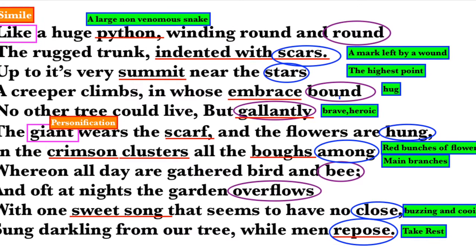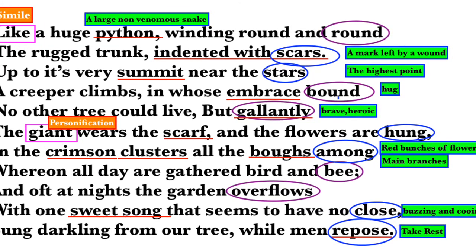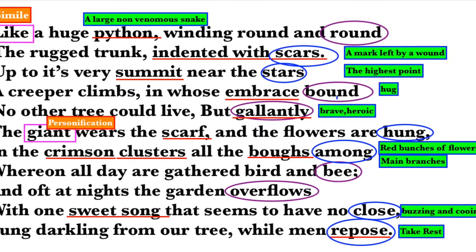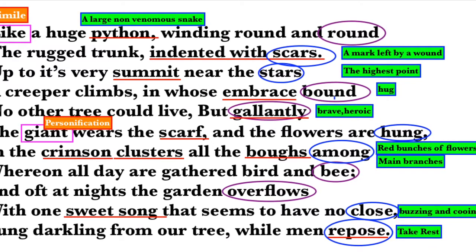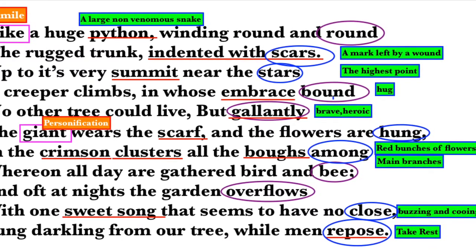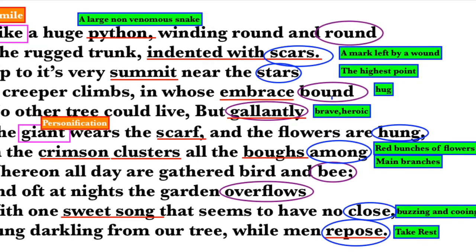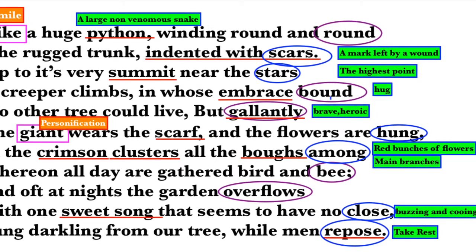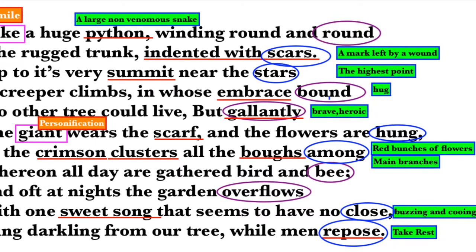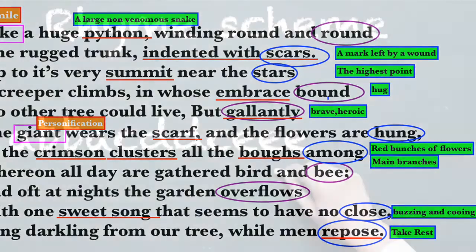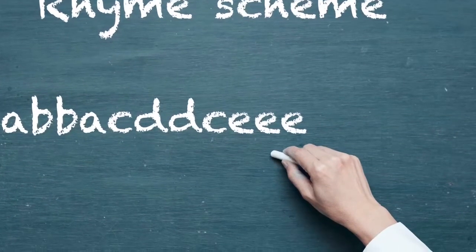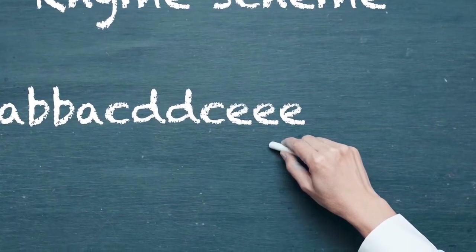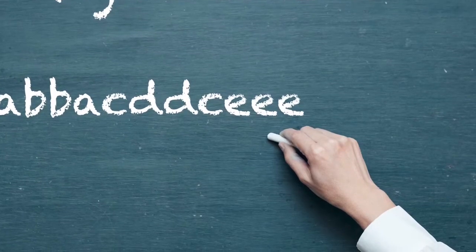And look at the last three lines. The last words of the last three lines: overflows, close, repose. They all rhyme the same. E, E, E. So the rhyme scheme is A, B, B, A, C, D, D, C, E, E, E. This is definitely not a conventional rhyme scheme. If you know anything about this rhyme scheme, please comment in the comment section.